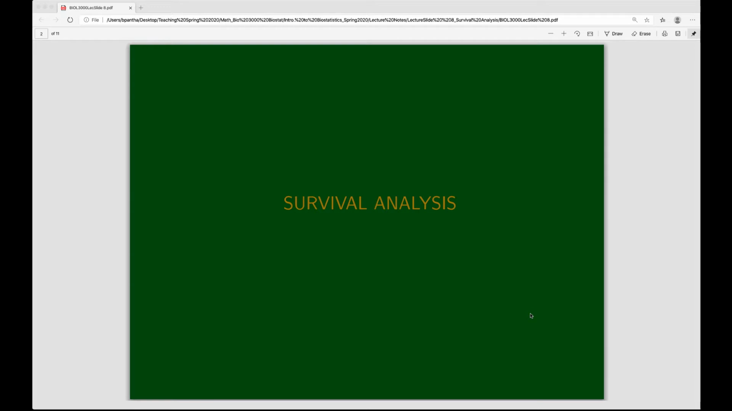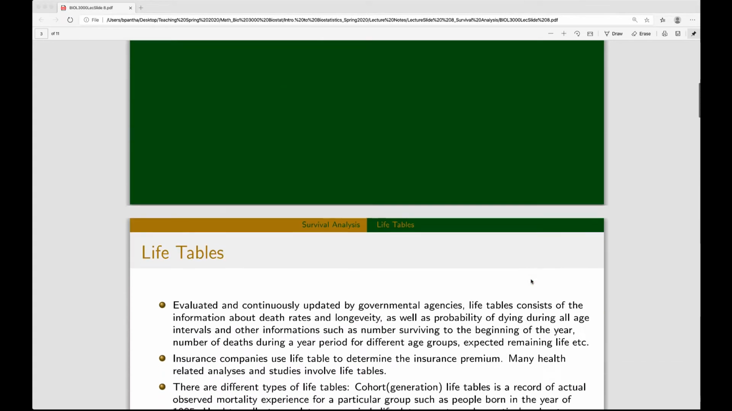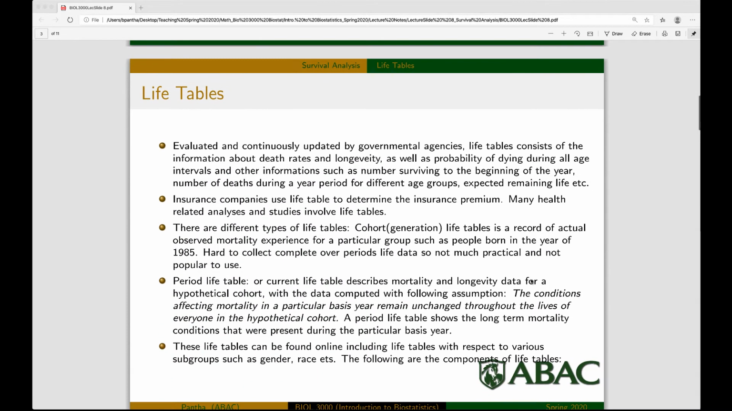And if you want to analyze the difference between two drugs, two therapies, all those kinds of things, survival analysis is useful. So first of all, we will go over the life tables.